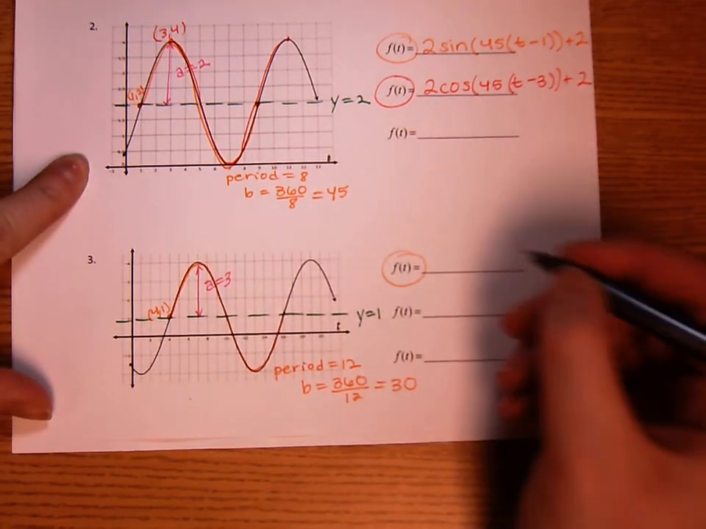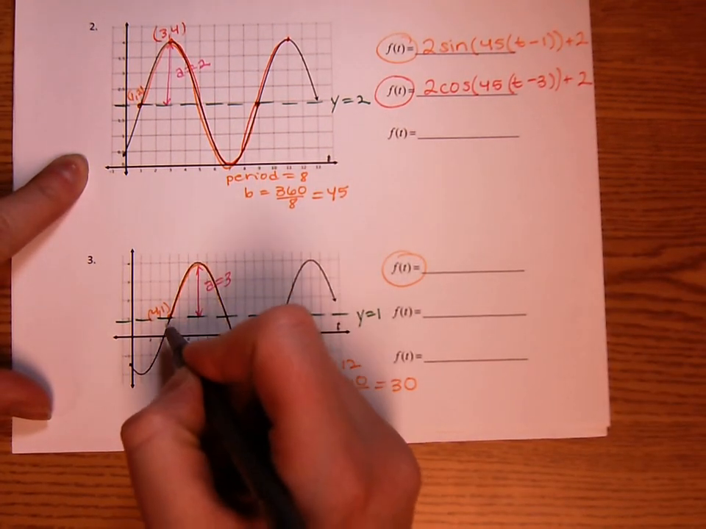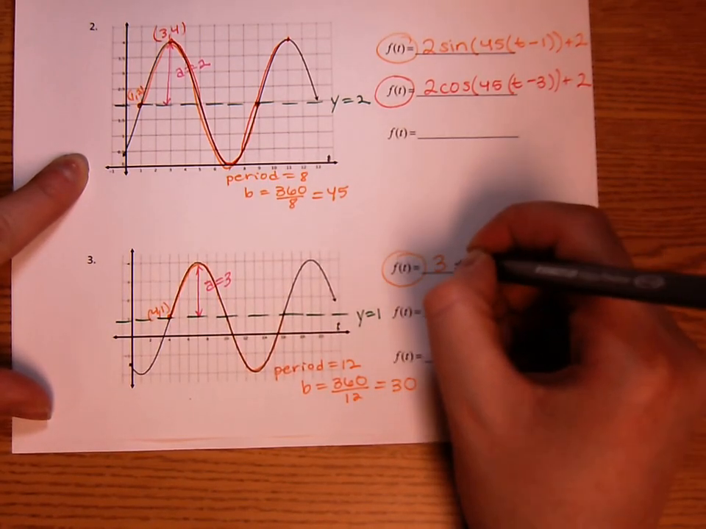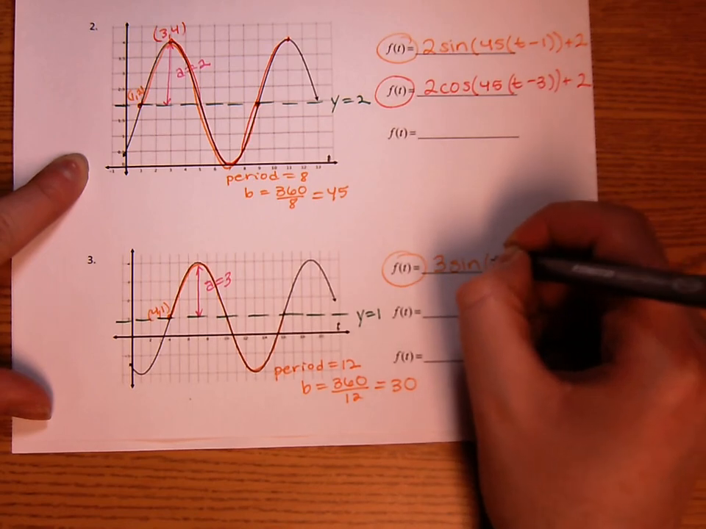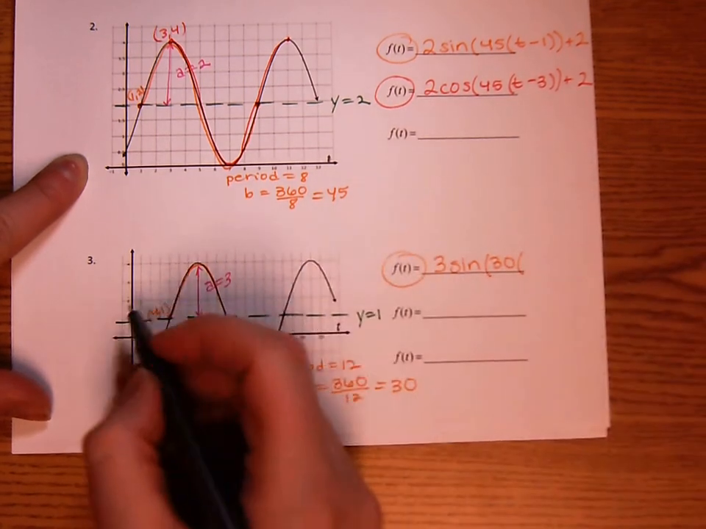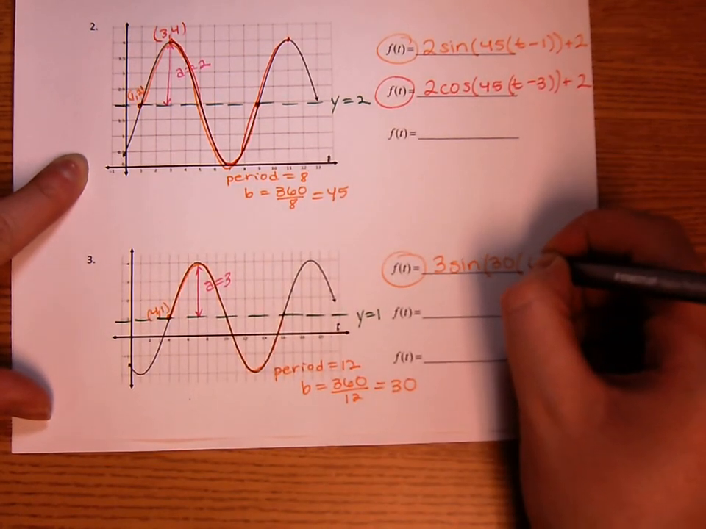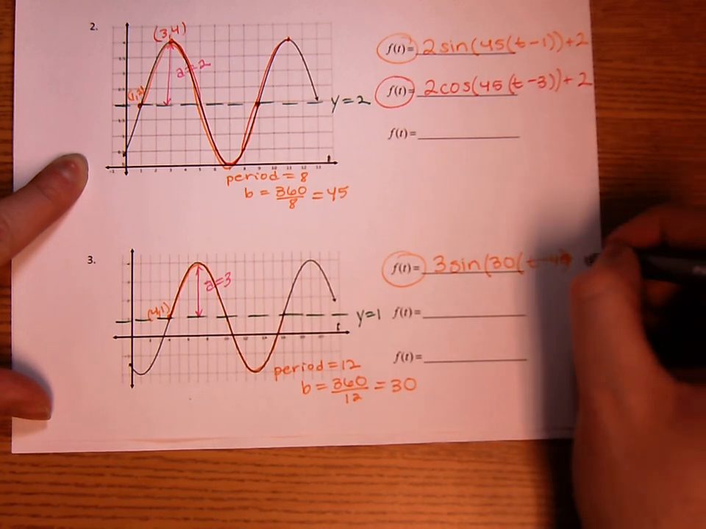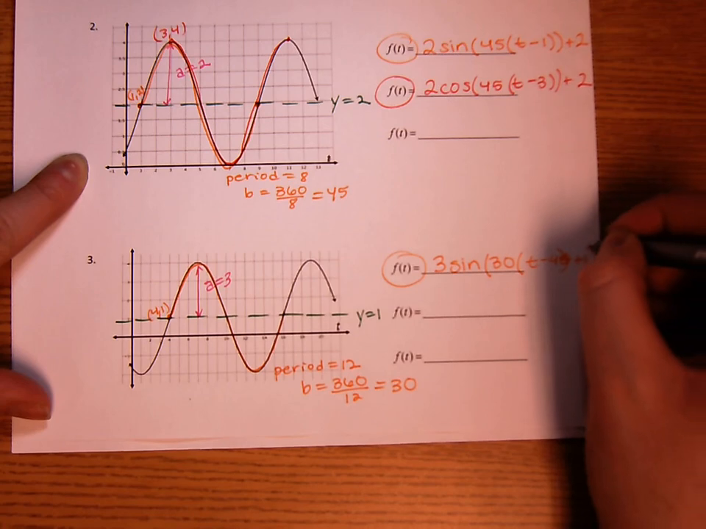So for a sine graph, again, I'm starting at a point. I keep choosing points on the center line going up, so I do not need a reflection. My A value is 3. My B value is 30, and I'm shifting 4 to the right. So it would be t minus 4, and then up 1, so plus 1.